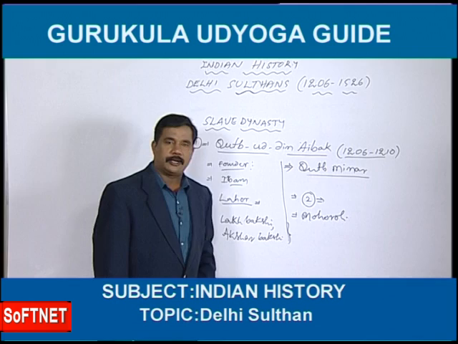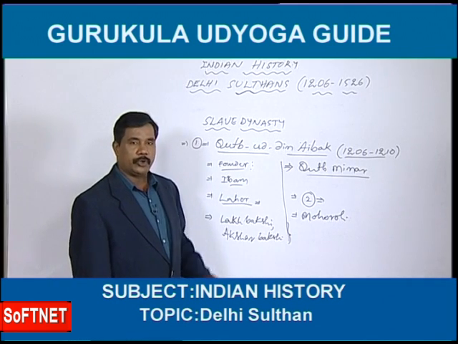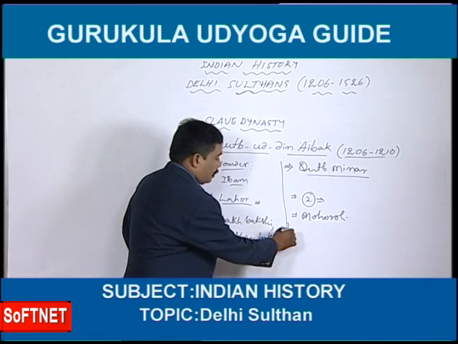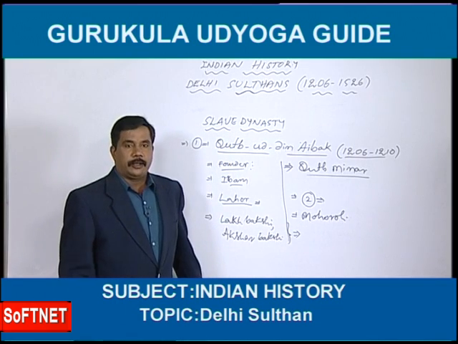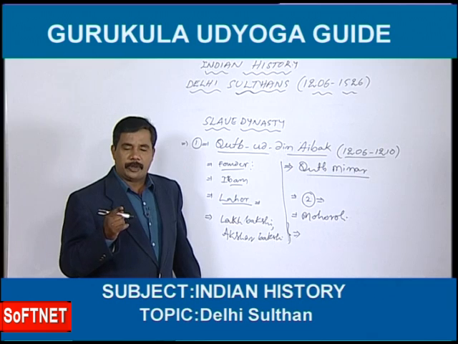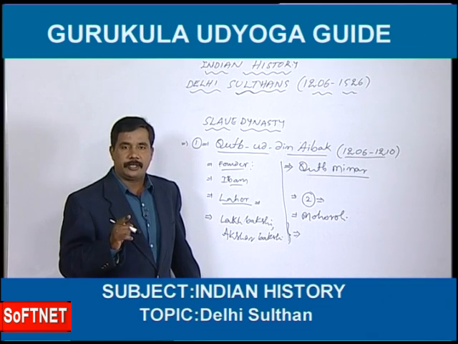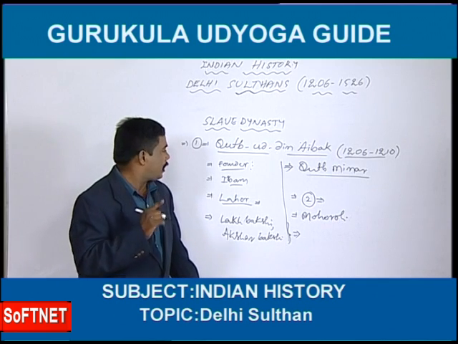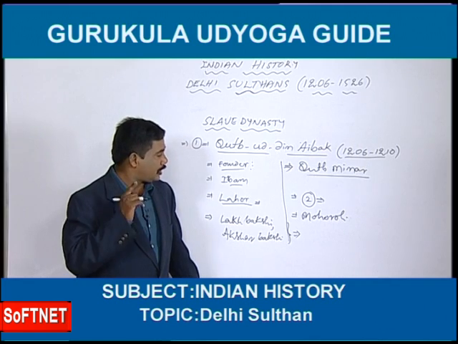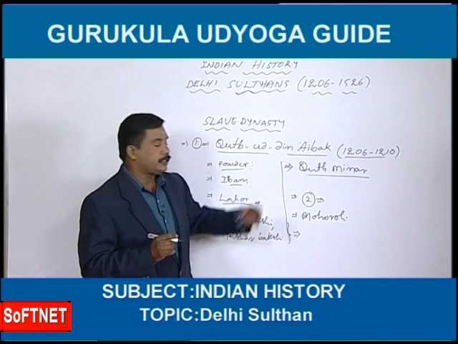Qutub Minar is constructed in Delhi, especially the area Mehrauli. So here, Ghori and Muhammad Ghazni, they have not established the Muslim dynasty in India, but it was only possible by Qutbuddin Aibak. For that indication, he established this Qutub Minar.